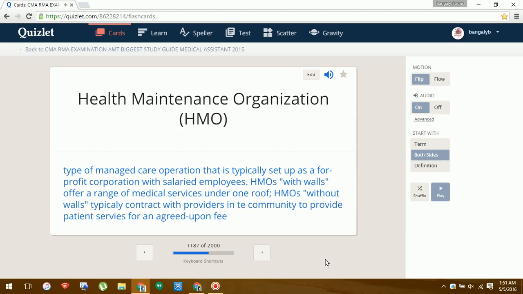Type of managed care operation that is typically set up as a for-profit corporation with salaried employees. HMOs with walls offer a range of medical services under one roof. HMOs without walls typically contract with providers in the community to provide patient service for an agreed-upon fee.